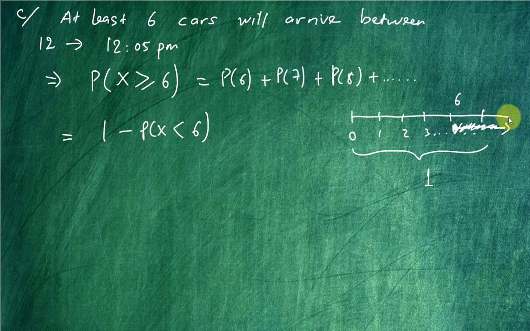So all you do now, everything is 1. You take 1 and subtract anything less than 6 to get this portion right here. So 1 minus P of X less than 6. This is the complement rule. And we found this one earlier in part B. We got the answer of this one in the last part, which is 0.0671.